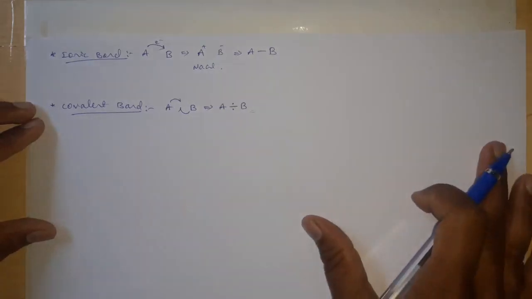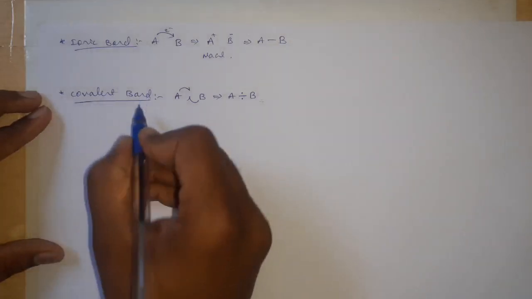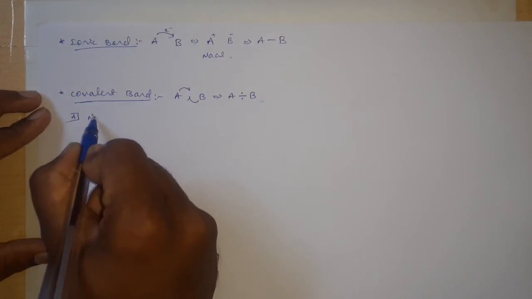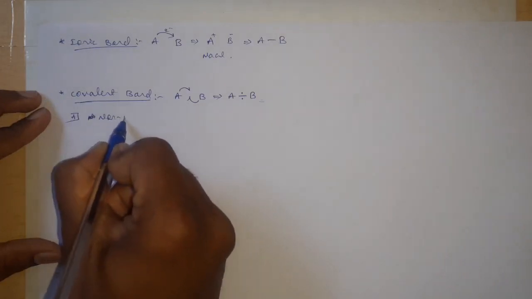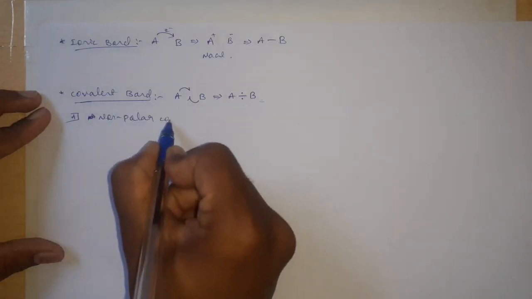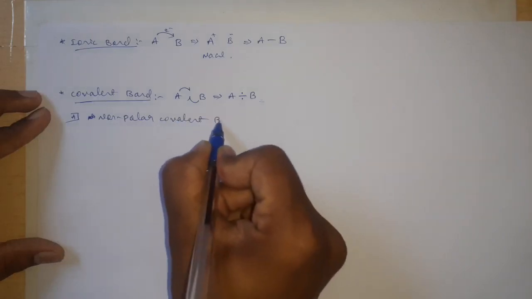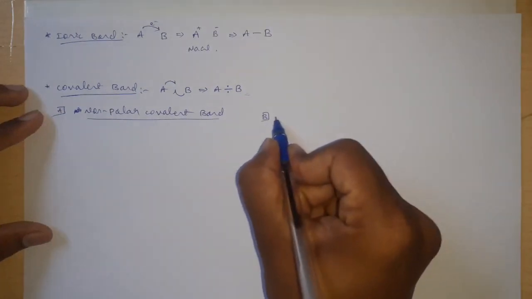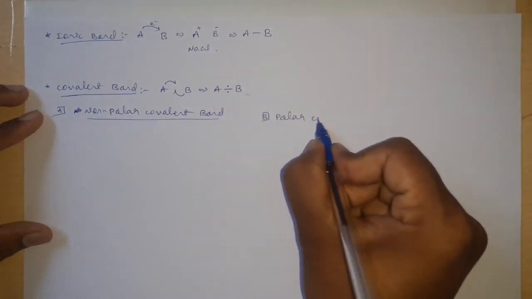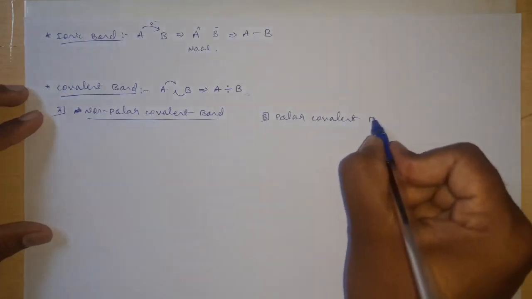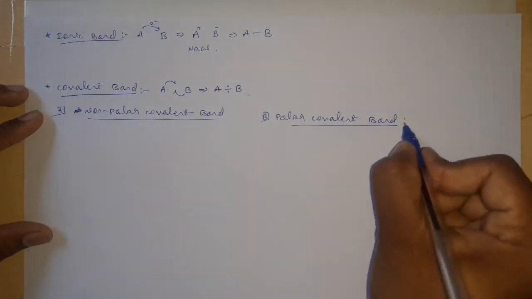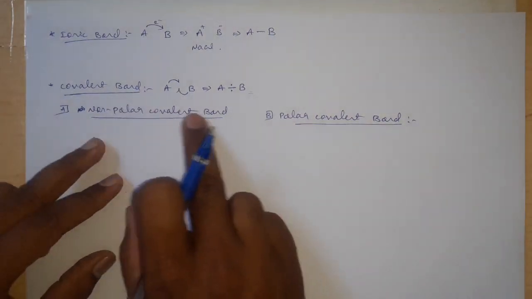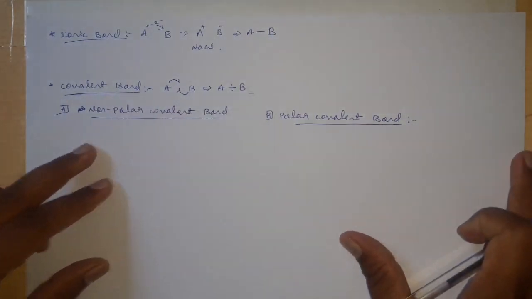Okay. Then again, in covalent bond we can classify them as non-polar covalent bond and polar covalent bond. Again, covalent bonds can be classified into non-polar covalent bond and polar covalent bond.